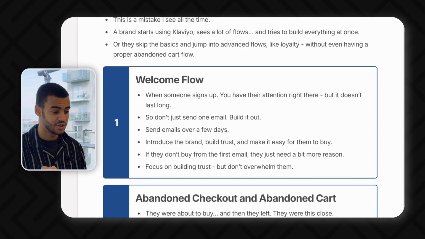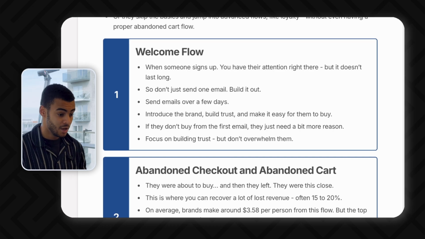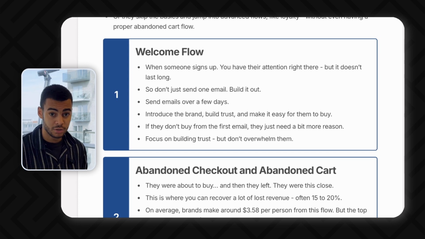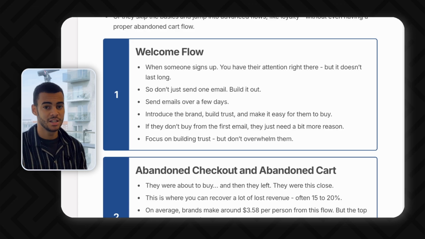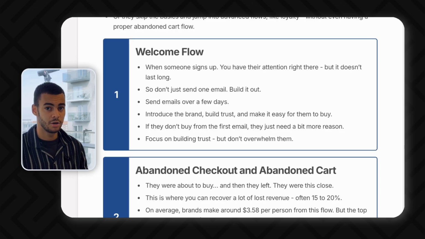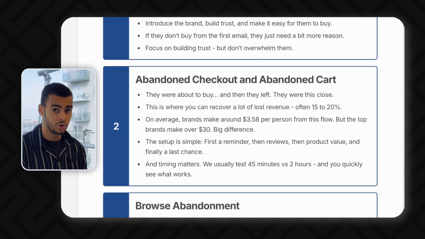When a customer signs up, obviously they need an email. You have their attention, but it doesn't last too long. You have to build this flow out to at least 5 to 10 emails and don't just send one email. So when a customer signs up, over the next few days you gotta send some different emails where you're introducing your brand, maybe the discount you're sending out, try to build trust and basically just make it easy for the customer to buy from your store. And if they don't buy from the first email, they just need a bit more reason to buy actually. So basically just focusing on building trust, social proof, but don't overwhelm with it.